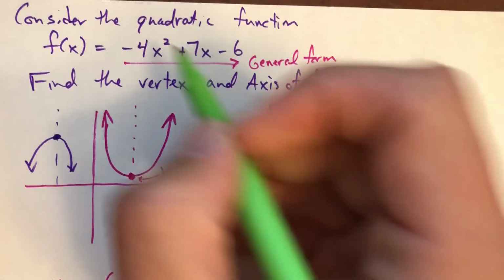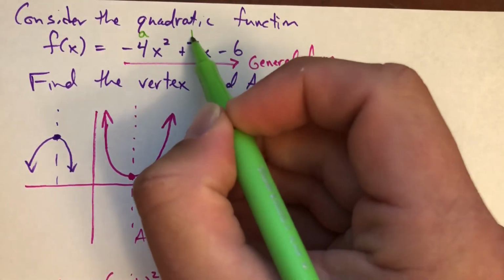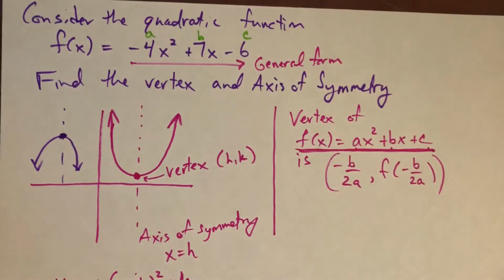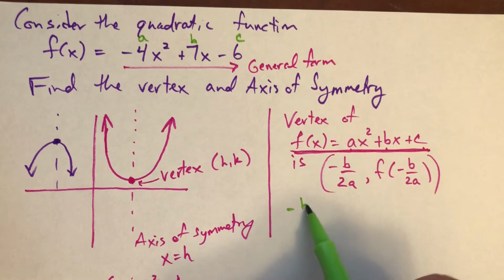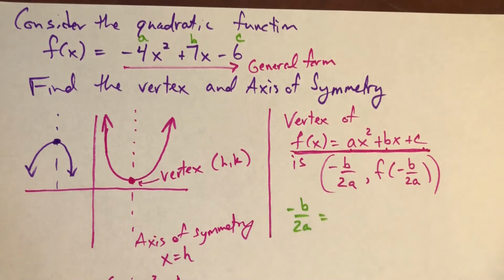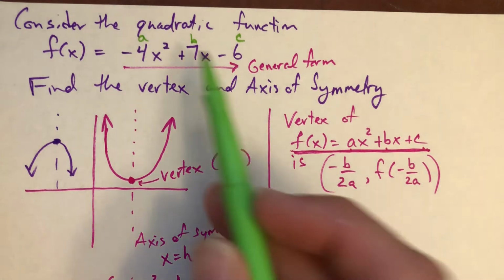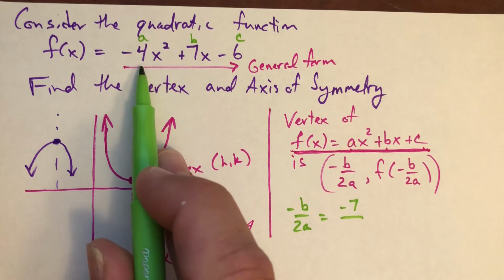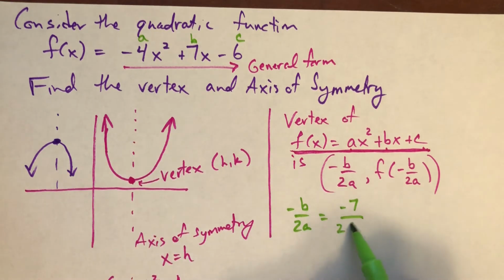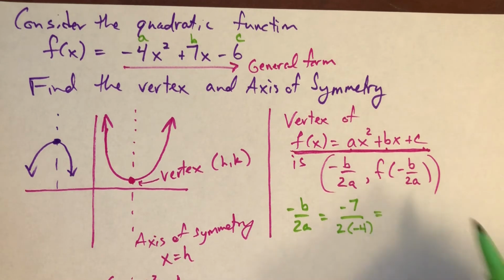So this guy here is going to be A, this guy here is going to be B, this guy here is going to be C. All right, so we can do this in little pieces. First, let's find negative B over 2A. So negative B would be negative 7 over 2 times A, so that would be 2 times negative 4. So we can simplify that. Our negatives are going to cancel out there, and that's going to be 8, so we've got 7 over 8.